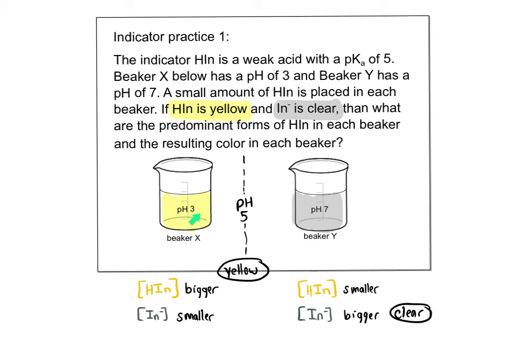Beaker X has a pH of 3, which is lower than the pH at which this indicator will change. It's more acidic, and that means the acidic form, HIn, which is yellow, dominates. So I have a bigger concentration of HIn and a smaller concentration of In minus. So what are the predominant forms? We are going to have predominantly HIn in this beaker. It will be yellow because we have a lower pH than 5. In beaker Y, I have a higher pH than 5, so that means we have predominantly In minus. It'll be bigger, and then we'll have less of the HIn form. So this one will probably be clear, and the other one will probably be yellow.